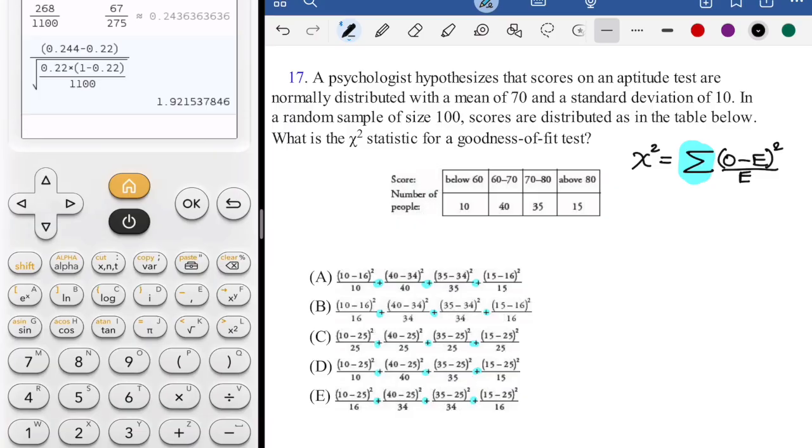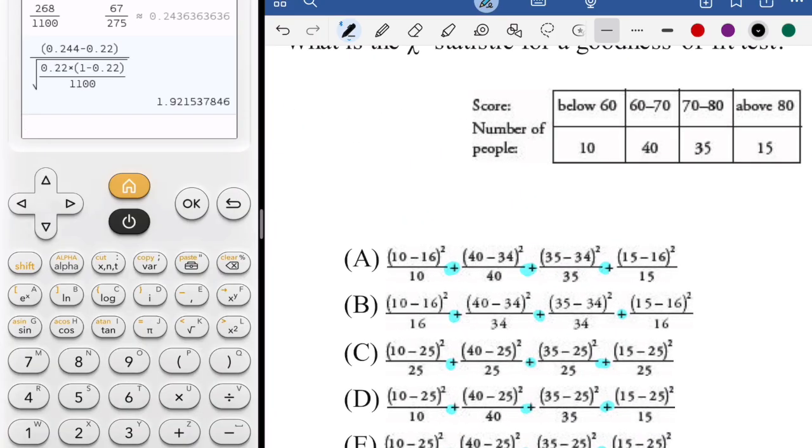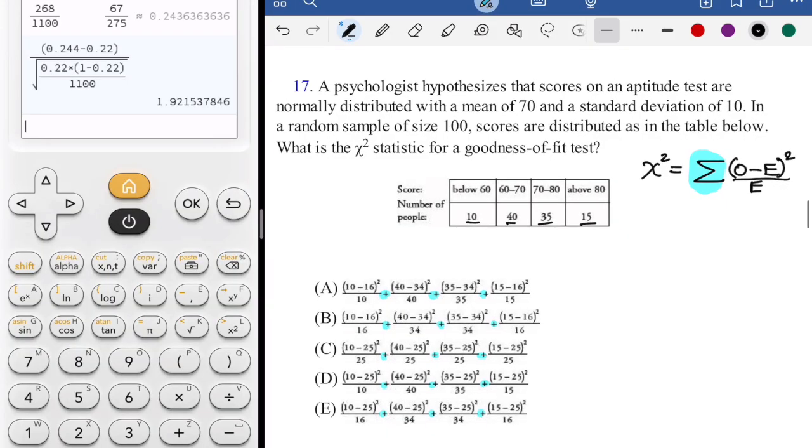But you'll see in our choices, maybe not every case, but you see the 10, 40, 35, and 15. These are the actual values. These are the observed values. This is what happened, that's how it just kind of played out. Again, a psychologist hypothesizes the scores on the aptitude test are normally distributed with a mean of 70 and a standard deviation of 10. We'll get to that in a minute.